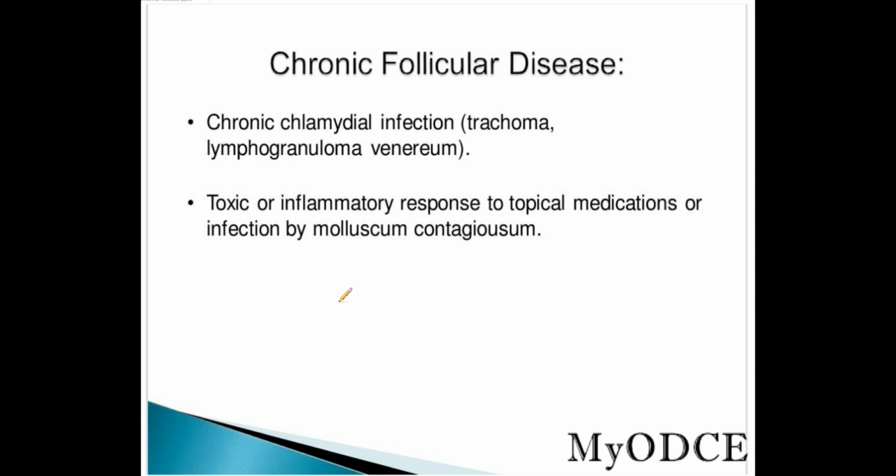So we talked a little bit about acute follicular disease and now chronic follicular disease. So you think of things like chronic chlamydial infection, trachoma, lymphogranuloma venereum. We also think of toxic or inflammatory responses to, for example, topical medications or infection by molluscum contagiosum. Lymphogranuloma venereum, many of us may not be too familiar with, and it makes sense. That's because it's not very common in the U.S. or North America, but it is caused by a strain of the chlamydial bacteria.